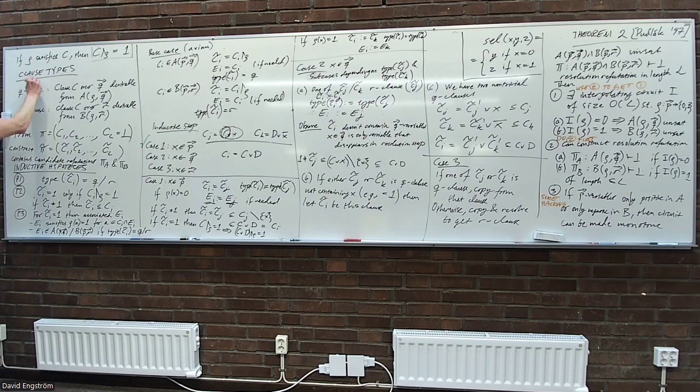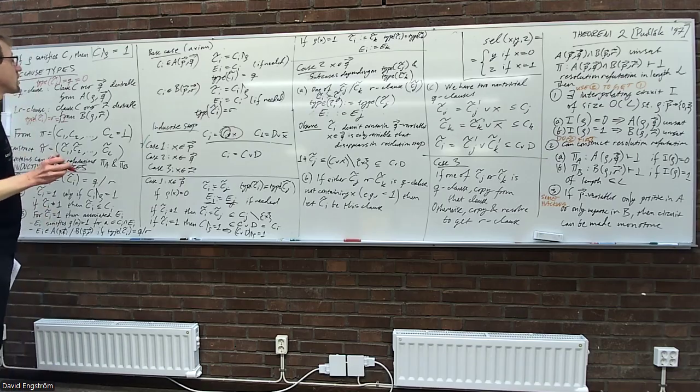So let me identify: let me write that if the type of Ci tilde is Q, that means I identify Q with 0. And if the type of Ci tilde is R, I'll just identify that with a 1. Okay? So R clauses are 1 and Q clauses are 0. Okay?